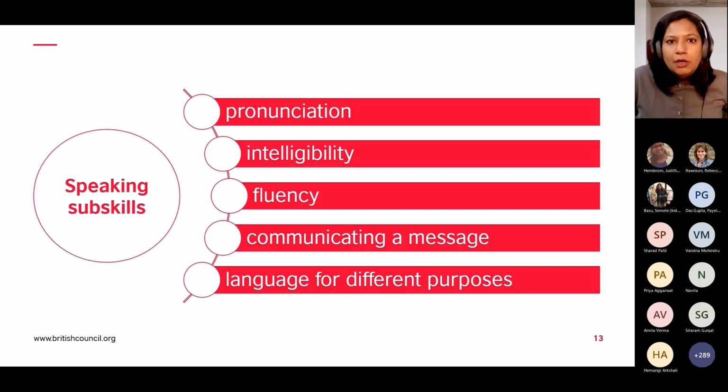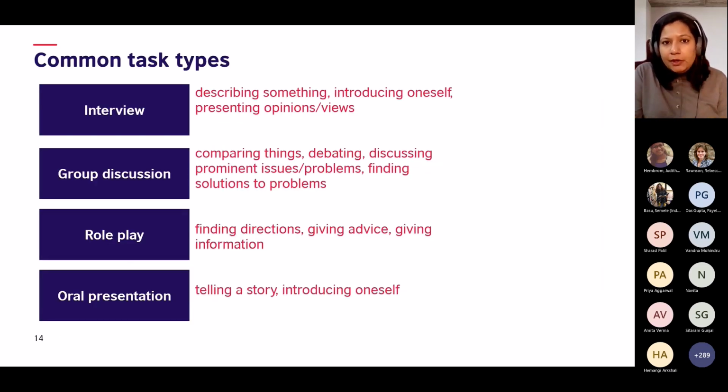So this list on the screen is not exhaustive. These can be called sub-skills, but there are more. Some of you already said gestures and body language or intonation. All of these are as important as these, right? Yes, very important, depends on who is at the receiving end, absolutely. Let's keep the sub-skills in mind, but move on to the task types.